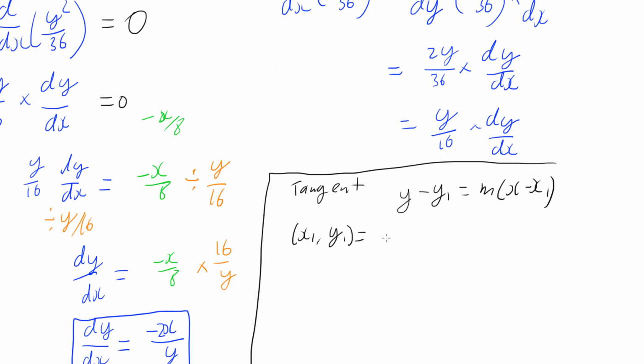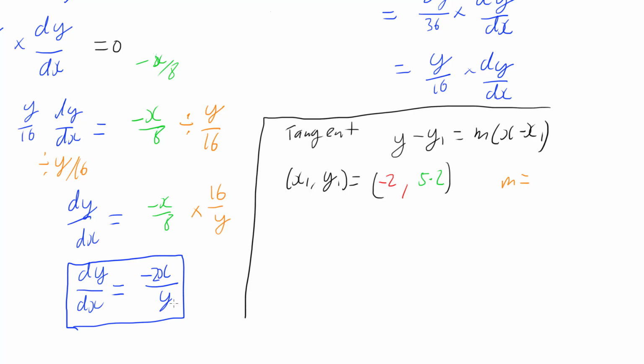So x1, y1 is negative 2, 5.2. But we also need m, our gradient. And that's going to be the value of dy/dx at our point, which is negative 2x on y. So if we substitute into this rule, negative 2 for x, we get negative 2 times negative 2, and we're going to divide by y, which is 5.2. So we're going to have 4 on 5.2, and if we work that out as a fraction, that gives us a gradient of 10/13.